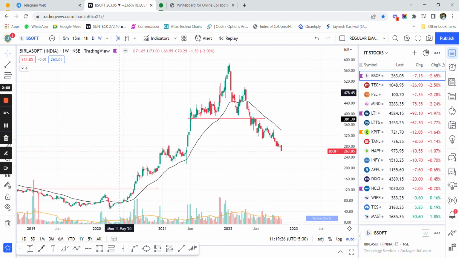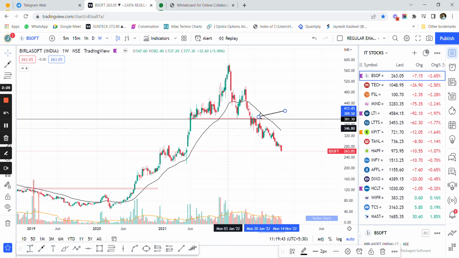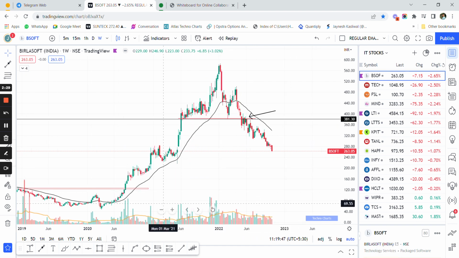As you can clearly see, the black line on the chart is the 30-week moving average line, and this is the exponential moving average that is used to understand the stage analysis of the stock. As you can clearly see here, the stock had broken the weekly support of around 380, after which the stock has now touched 263 rupees.